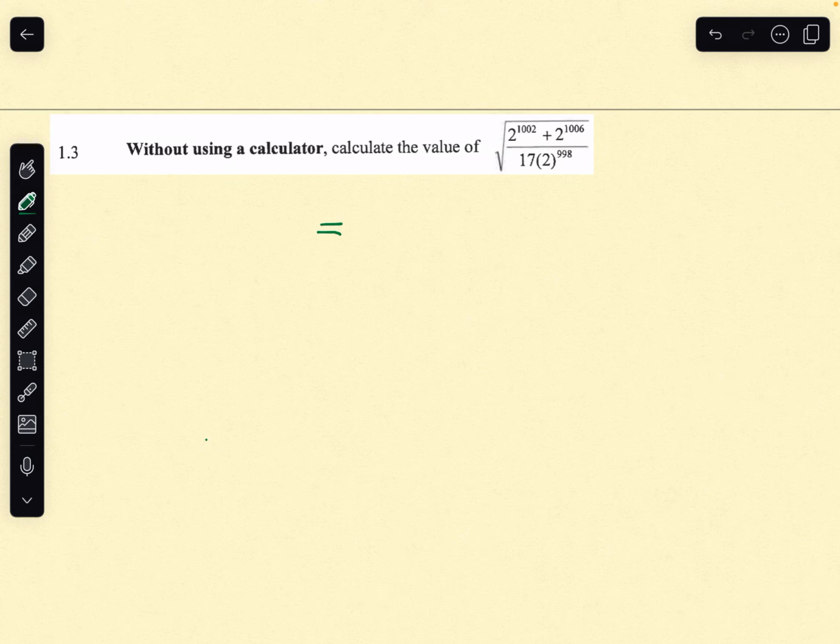I can rewrite this 2 to the 1006 as 2 to the 1002 times 2 to the 4, right? Because the 1002 and the 4 will add up to this. So this would be a common factor between the two terms. But I don't actually care what is the highest common factor. What I really care about is the 2 to the 998 that I can factor out of both of these so that I can cancel this guy. So that's what I'm going to do.